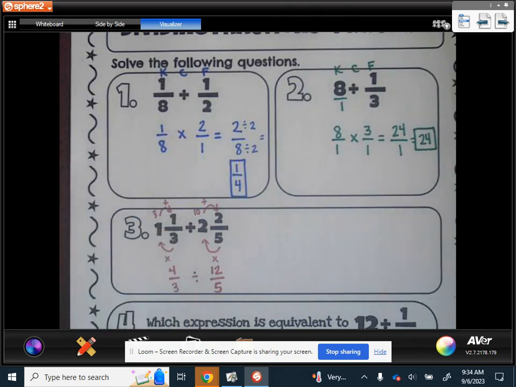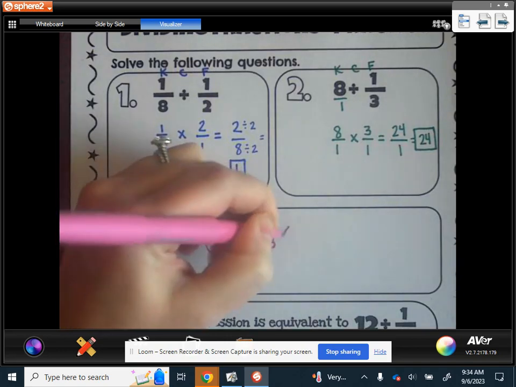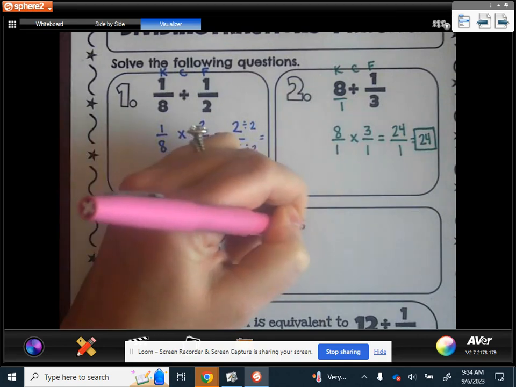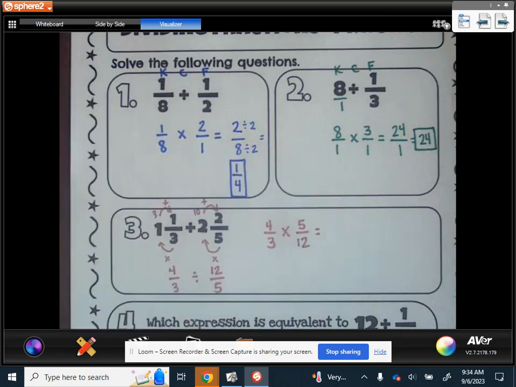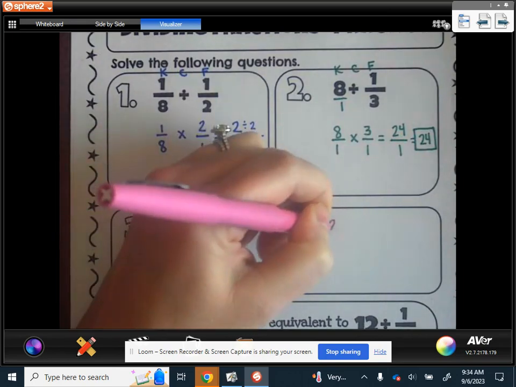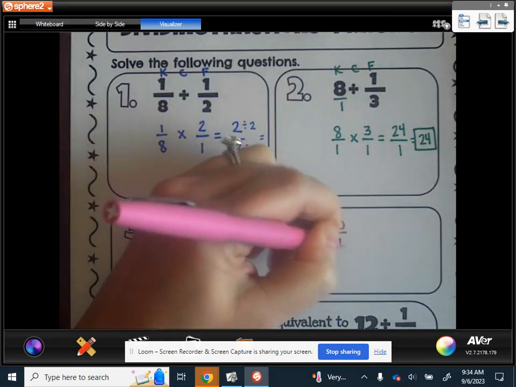We still have to use keep, change, flip though. So we're going to keep the 4/3 exactly the way it is. We're going to change from division to multiplication, and we're going to flip to the reciprocal. So 12/5 becomes 5/12. When we multiply our numerators, 4 times 5 gives us 20. 3 times 12 gives us 36.